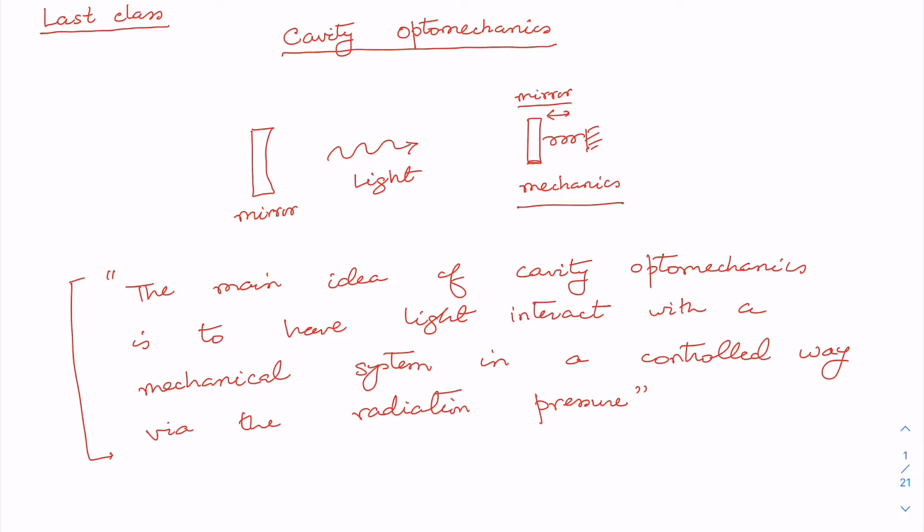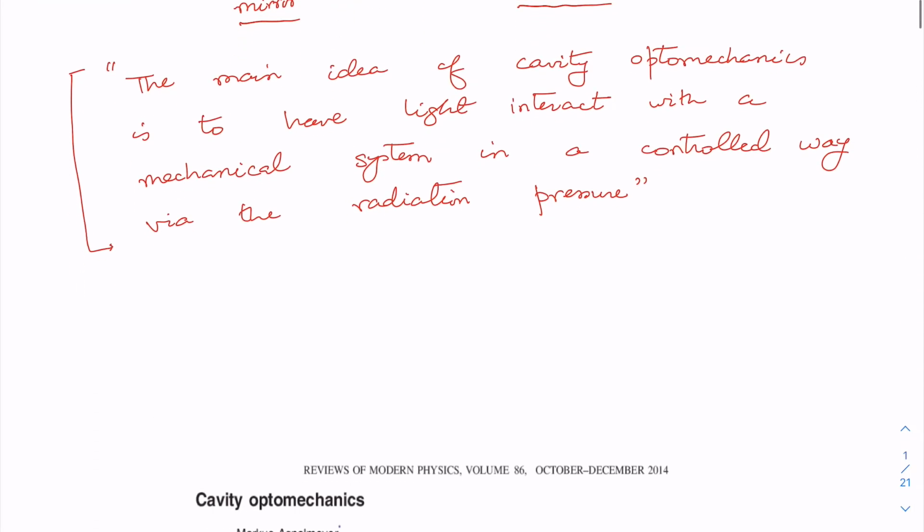So let us begin. In the last class, we started discussing cavity optomechanics. A typical cavity optomechanical system consists of two mirrors, where one of the mirrors is fixed and the other mirror is movable, or we can consider it as a mechanical oscillator. And the main idea in cavity optomechanics is to make light interact with the mechanical system or the mechanical oscillator in a controlled way via the so-called radiation pressure force.